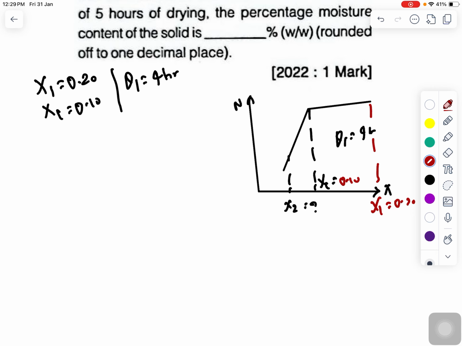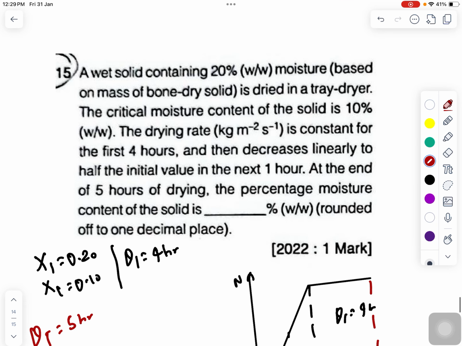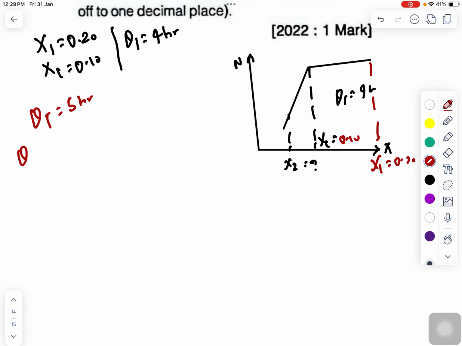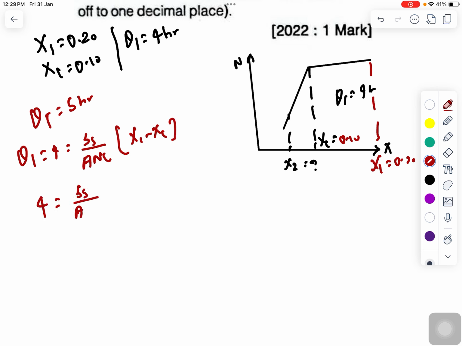Okay, that's a very simple question. So total time is given to you, 5 hours, and that includes both the constant rate period and the falling rate period. So when I am talking about theta 1, that is 4, it can be written as SS divided by ANC and X1 minus XC. So 4 equals SS divided by ANC, and X1 we know, that is 0.20 minus 0.10. What is SS? We don't know.